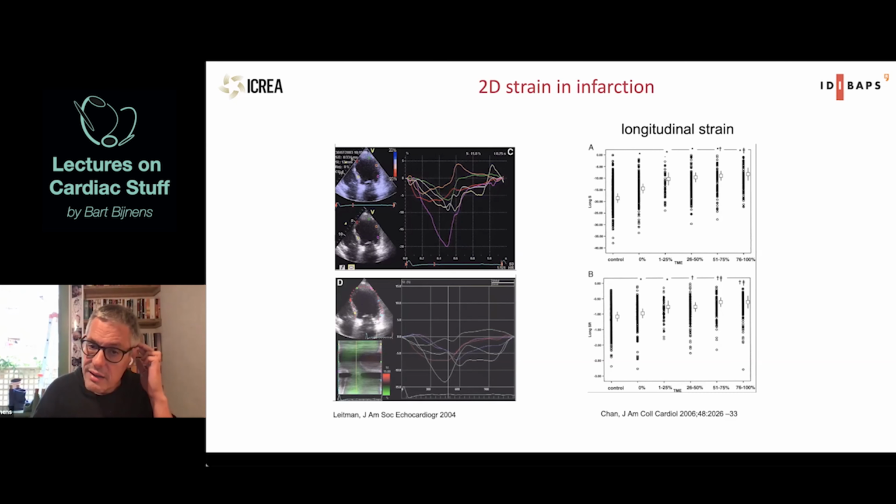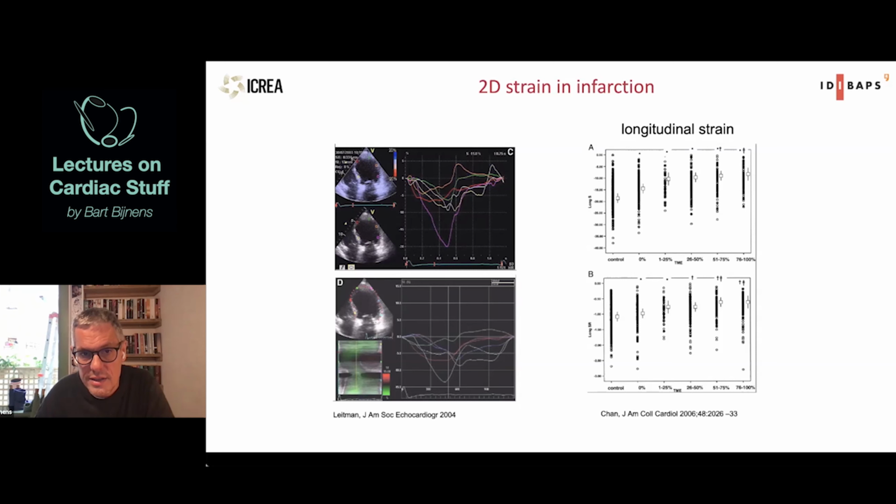So although this is a relatively old example, and I think things are a little bit improved nowadays, especially also with standardization of deformation imaging. But what you will see is, here's an example of a study that was looking at, in this case, a patient with an infarct, where you see that in infarct regions, you have very abnormal strain.